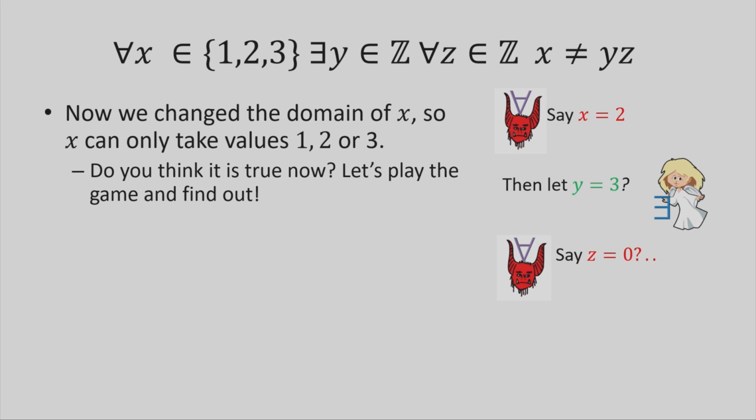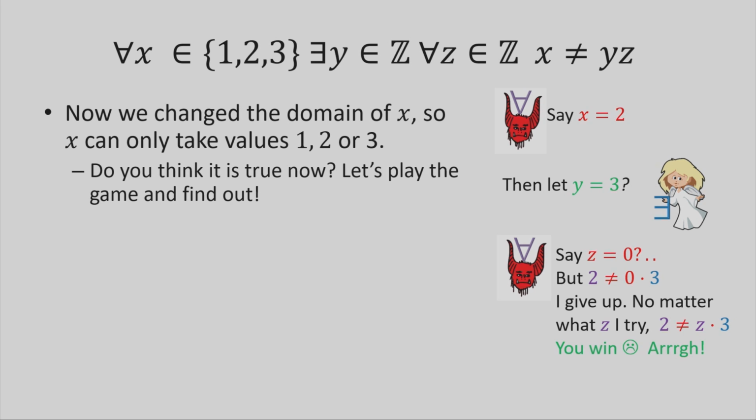Let's say he tries 0, but 2 is not equal to 0 times 3. He may try 1, whatever. No matter what he tries, 2 is not equal to another integer times 3, just because 2 is not divisible by 3. So in this case, she wins.